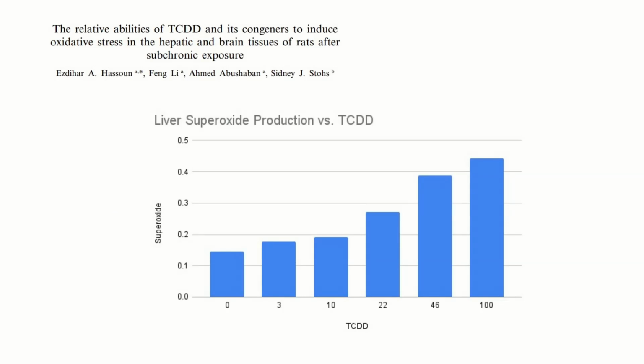This is another one. This is liver superoxide production. They were looking at actual enzyme rates in this study, and they showed that the more TCDD they add, the more reduced the NAD pool gets, the more superoxide is produced. So reduced things cause superoxide, because superoxide is reduced oxygen.